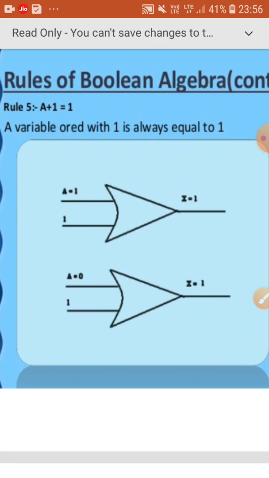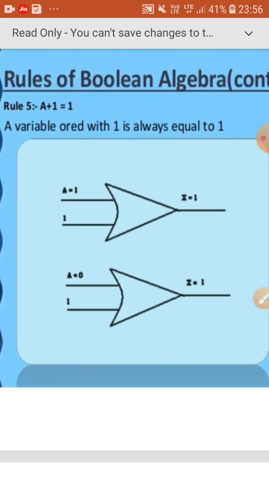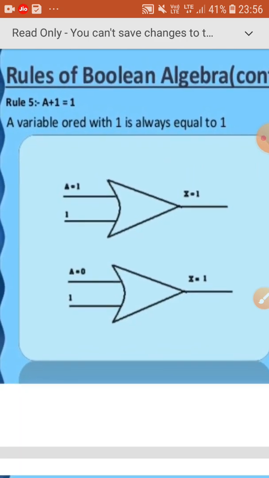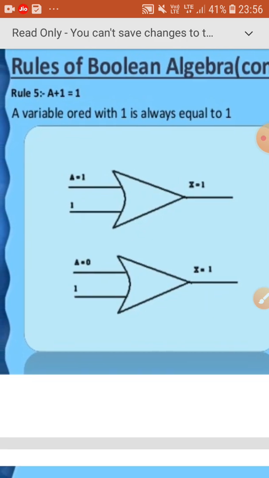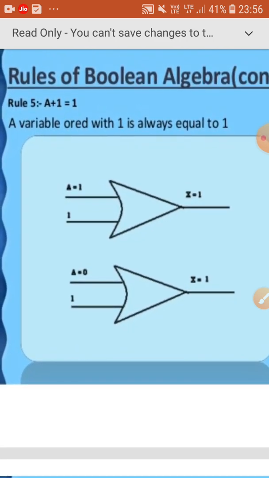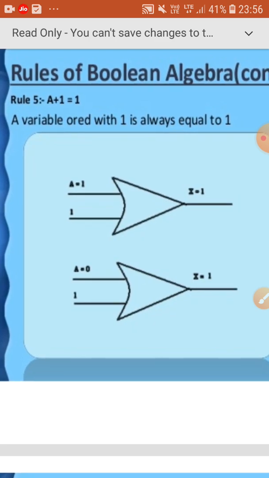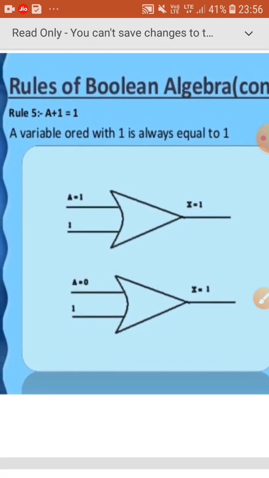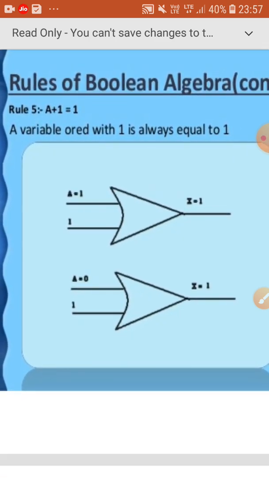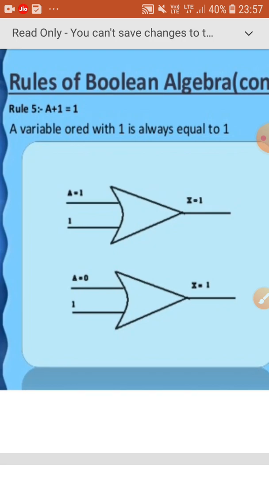So A plus 1 is equal to 1. We have a single variable A. A can be either 0 or 1. Plus means logical OR. So first I am applying 0. So 0 OR 1 gives 1 at the output. Now I am applying 1 to the input A. So 1 OR 1 is equal to 1.